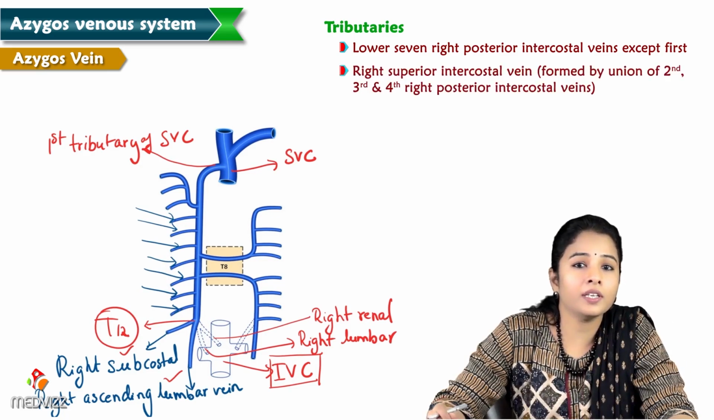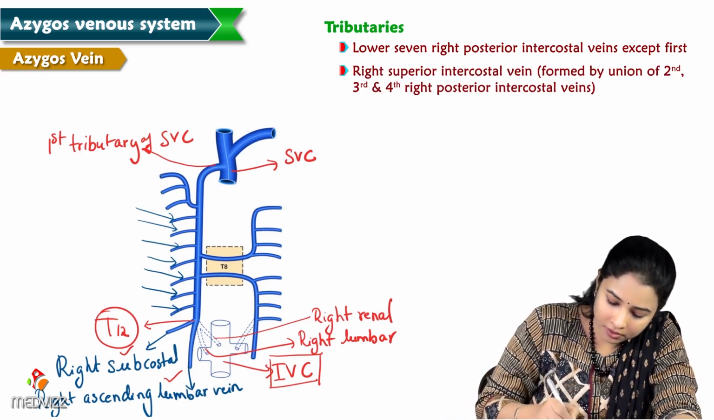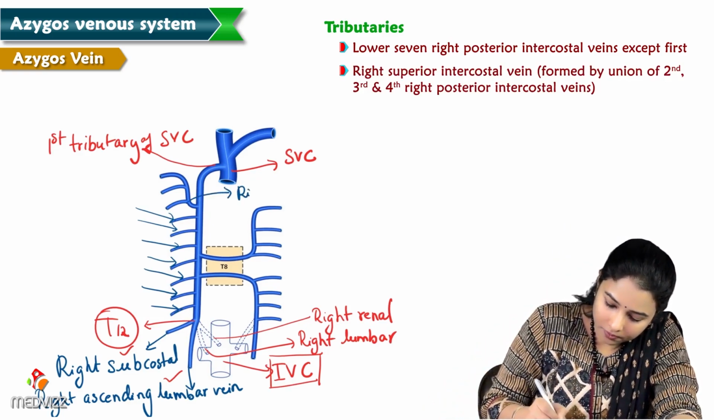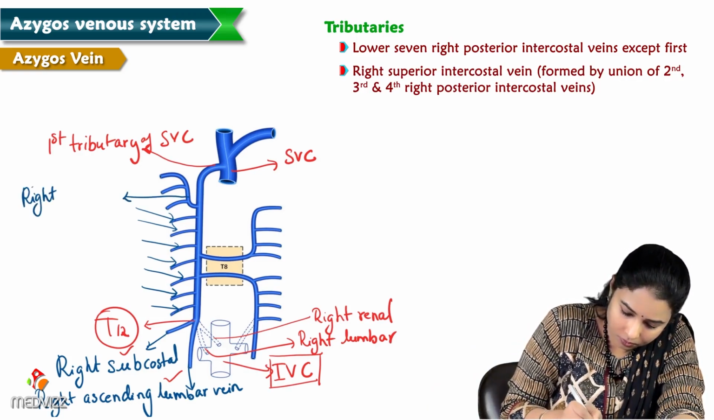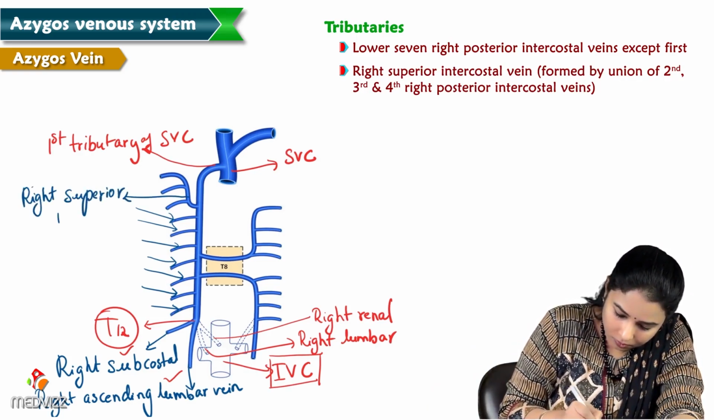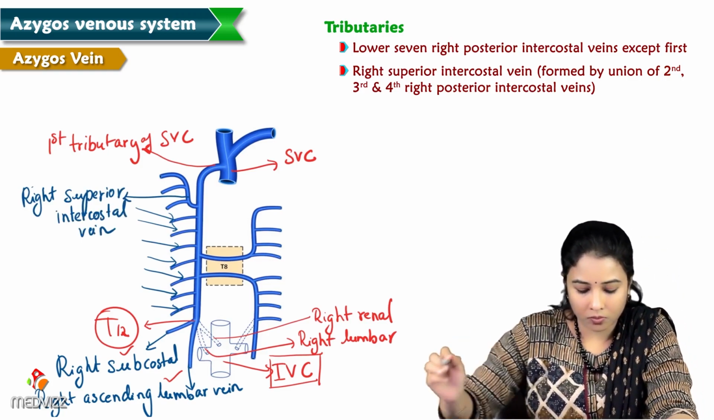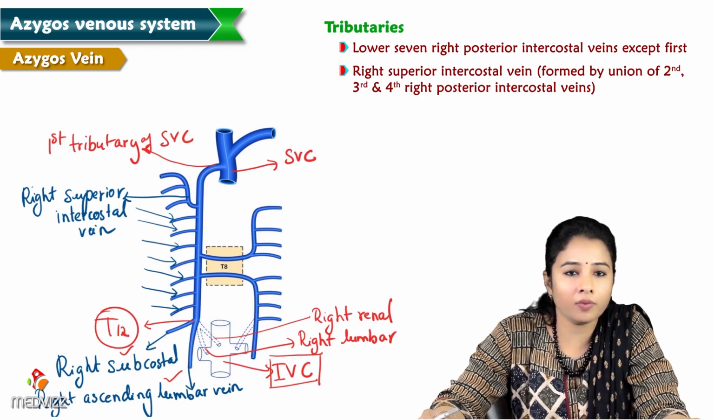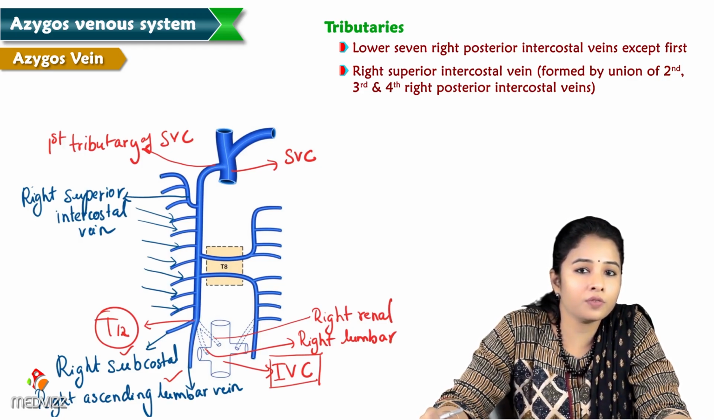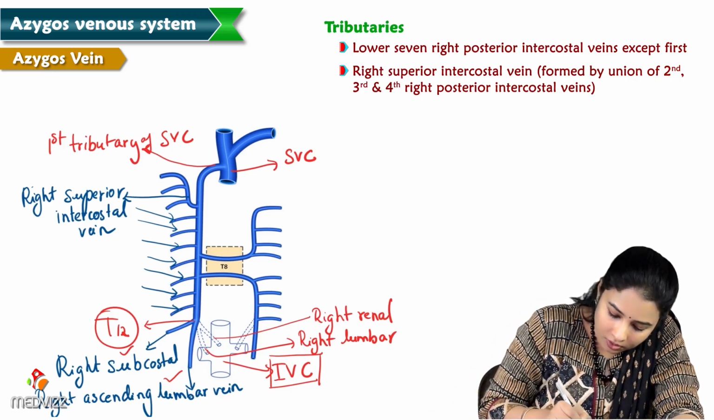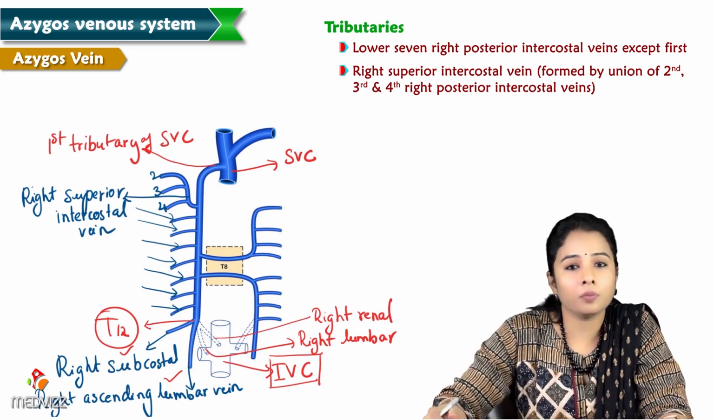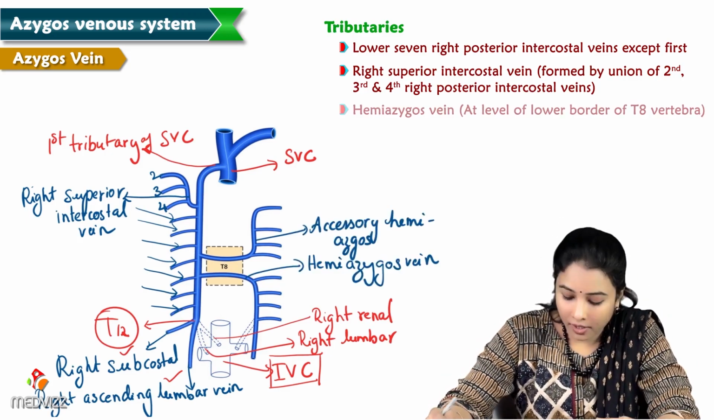The right superior intercostal vein, which is formed by the union of the second, third and fourth right posterior intercostal veins. So this is the second, third and fourth right posterior intercostal veins.